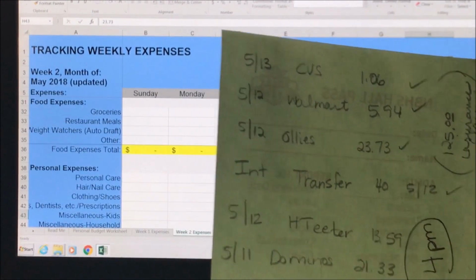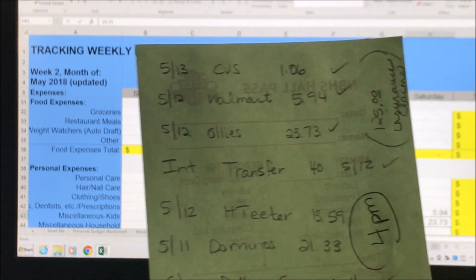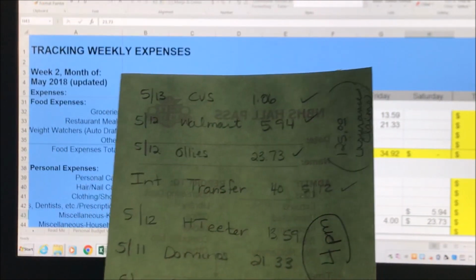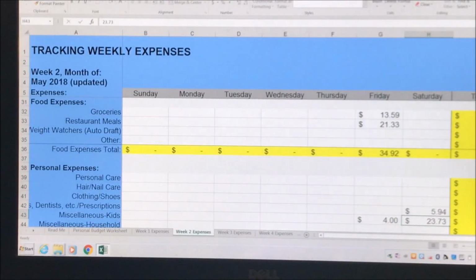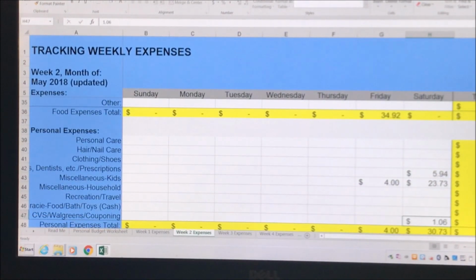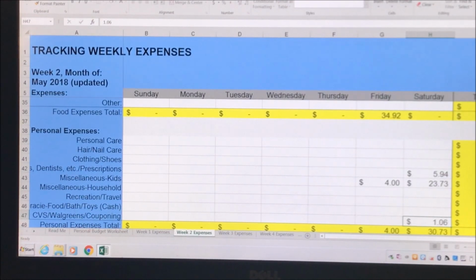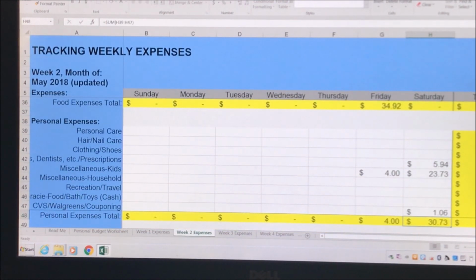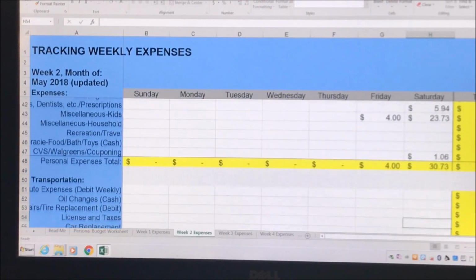I wrote down just some things that I needed to put on my budget sheet, so I just wrote them on a sheet of paper, and so I would remember to update my budget sheet here. And then I went to CVS and Walgreens, and I didn't have any cash on me, but I couponed and I spent $1.06 cash out of pocket. So relatively for personal expenses, $34.73. It was a slow week for us.